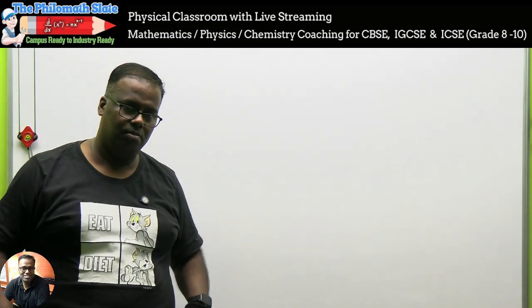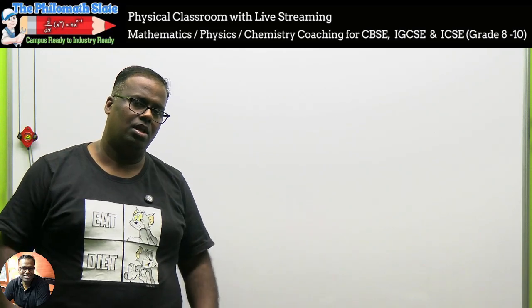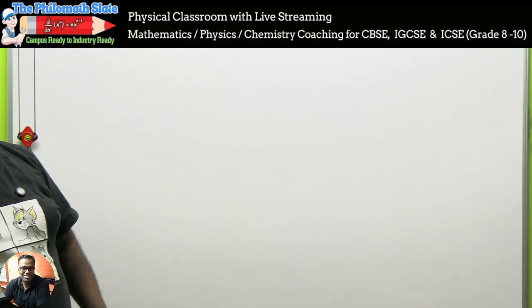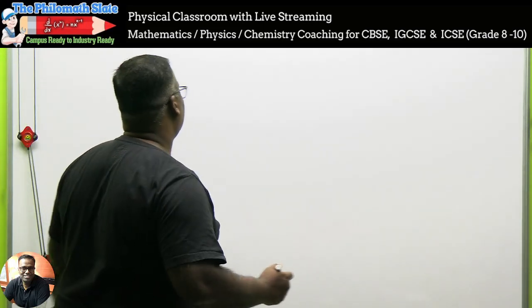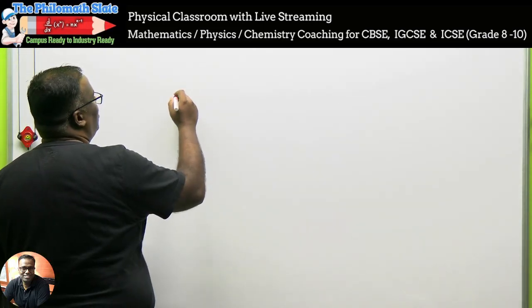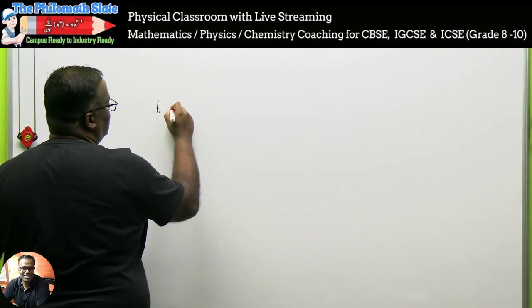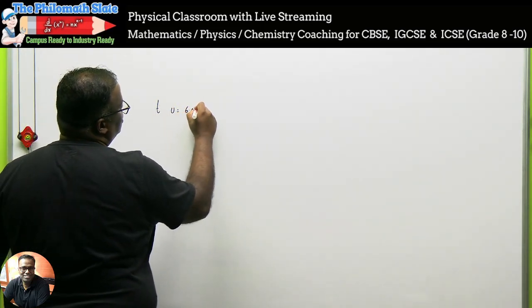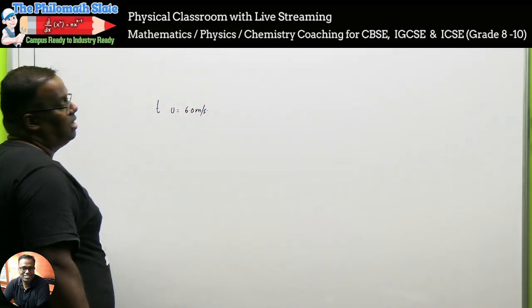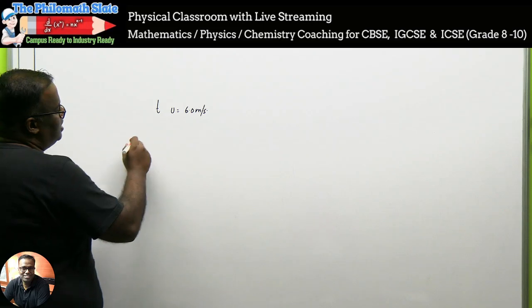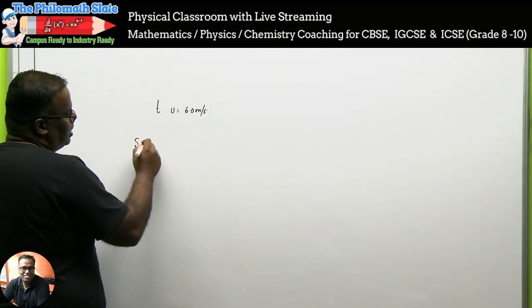Calculate the maximum possible distance she can travel upwards after time t. Okay, this is a nice question. Her initial velocity is 6.0 meters per second, right? And we calculate the maximum possible distance. We will take the distance as upwards, right?